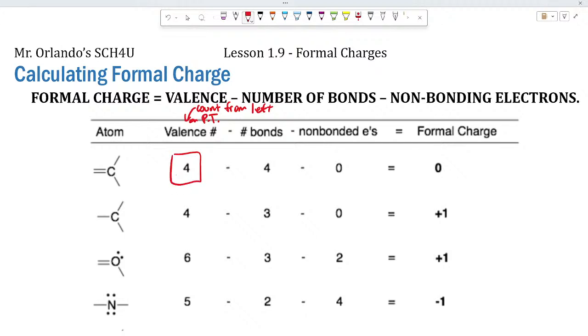And then we're going to say, okay, we're going to subtract the number of bonds, which in this case is 4. And we're going to subtract how many lone electrons it has. Does it have any lone electrons? None. So it has a formal charge of 0. A formal charge of 0 means it has the expected number of electrons.